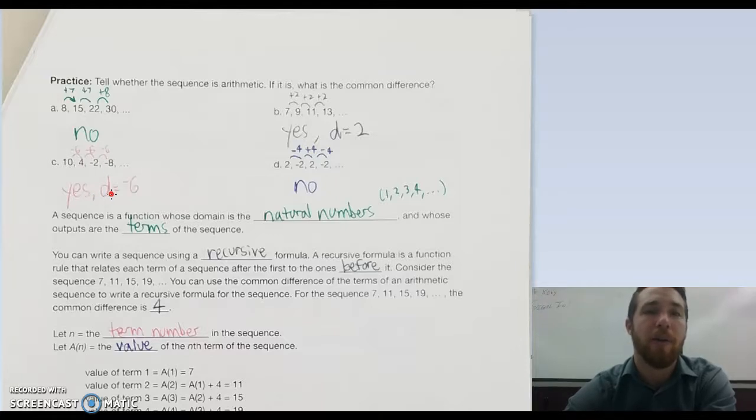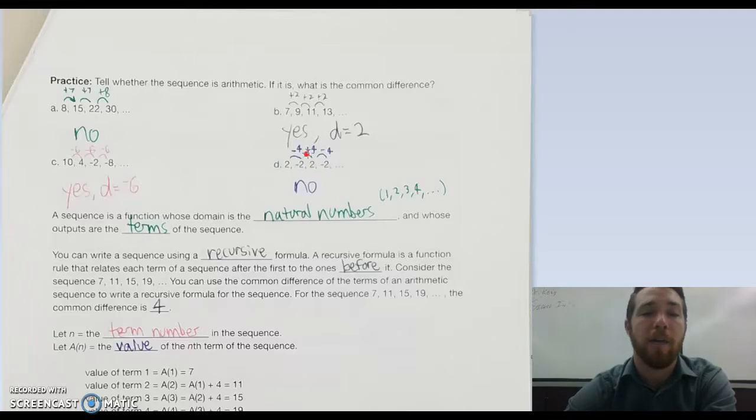I can tell that my common difference is a -6, because I'm always going down by 6. And our last pattern, I have 2, -2, 2, -2. So you could always interpret this as being multiplied by a -1 every time.